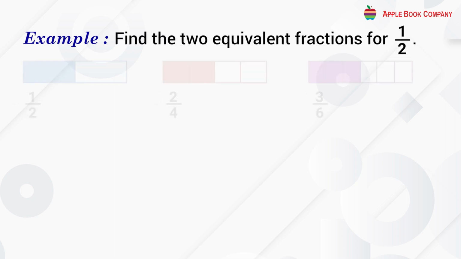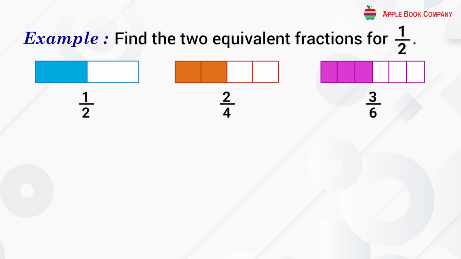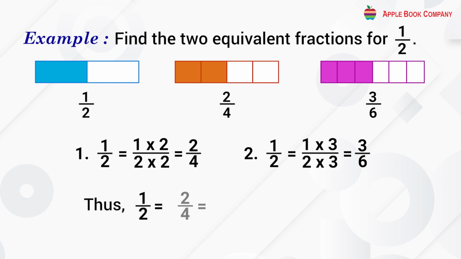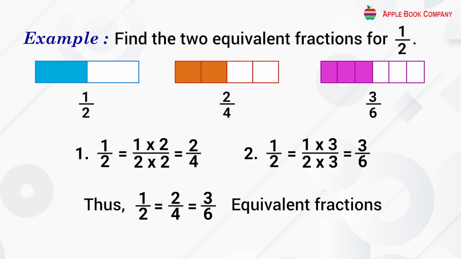Now let's see some examples. Find the two equivalent fractions for 1 by 2. The pictorial representation of the equivalent fractions is given below. Now we say 1 by 2, if the numerator and denominator are multiplied by the number 2, is equal to 2 by 4. Now again, 1 by 2, if the numerator and denominator are multiplied by the number 3, is equal to 3 by 6. Thus, 1 by 2 is equal to 2 by 4 is equal to 3 by 6. These are all equivalent fractions.